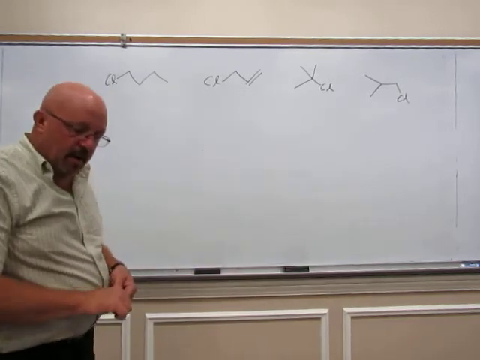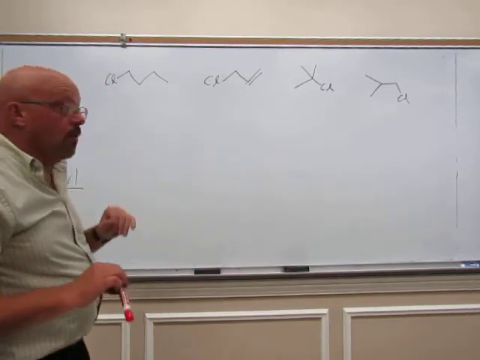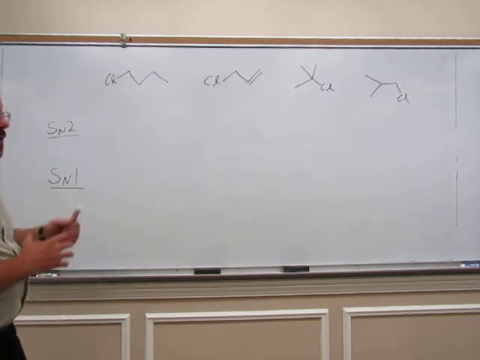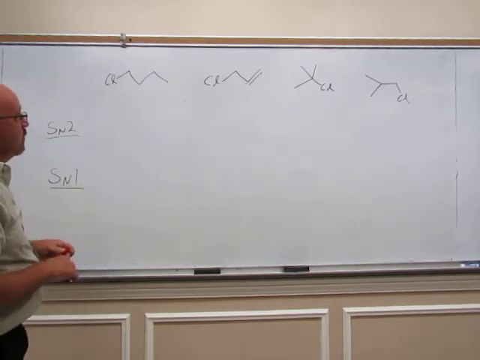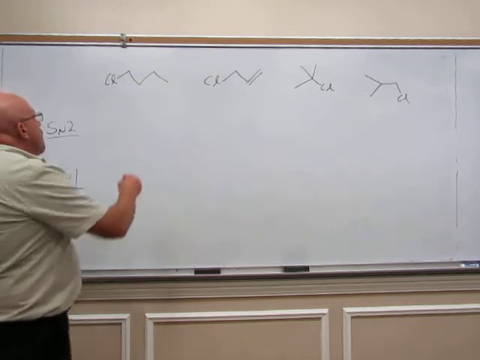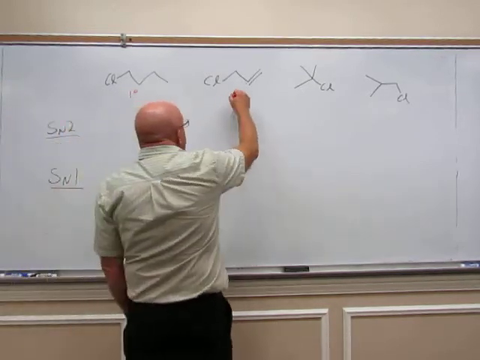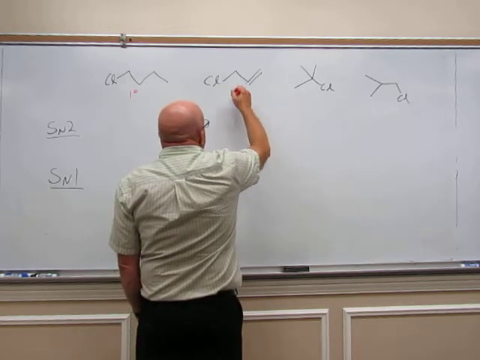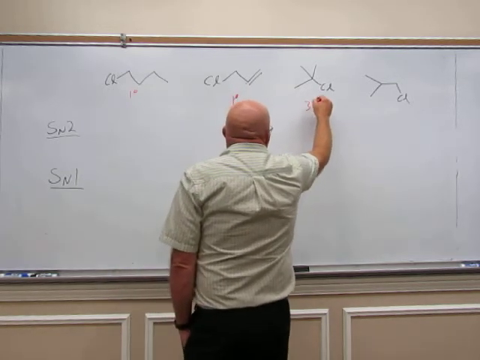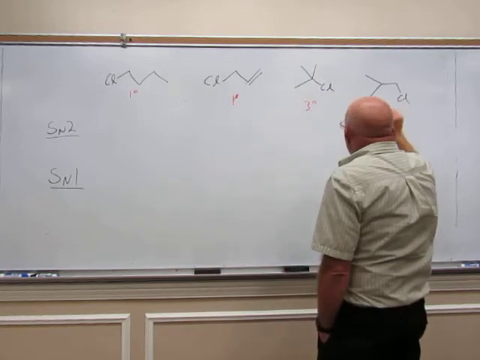Let's classify our alkyl halides. You see they're all chlorides, so they all have the same leaving group. There's no difference in leaving group ability. First one here, this is a primary alkyl halide. This one is a primary alkyl halide. This one's a tertiary alkyl halide, and we have another primary alkyl halide.